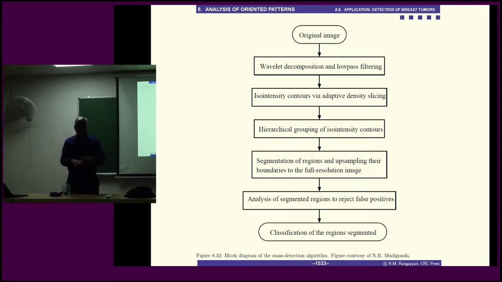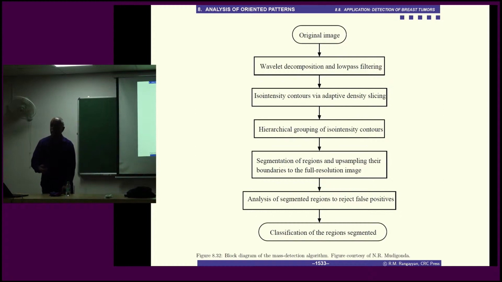But first you have to smoothen the image, low-pass filter, and downsample and create these maps so that minor details like ligaments, ducts, calcifications are all wiped out. You cannot do iso-intensity directly on the original image. It'll be too noisy.